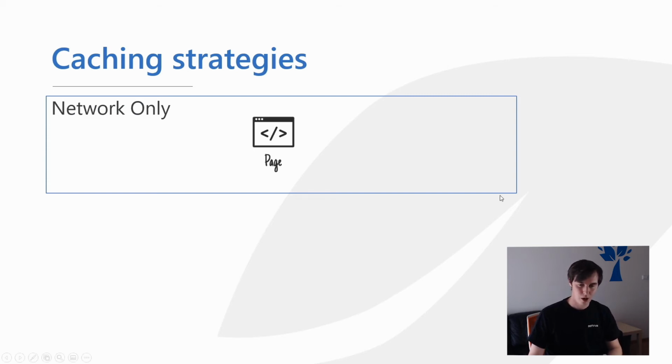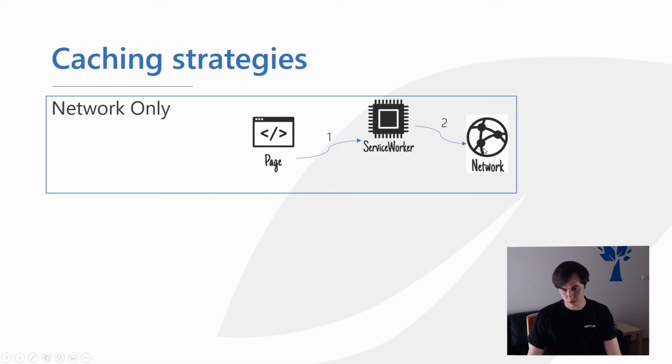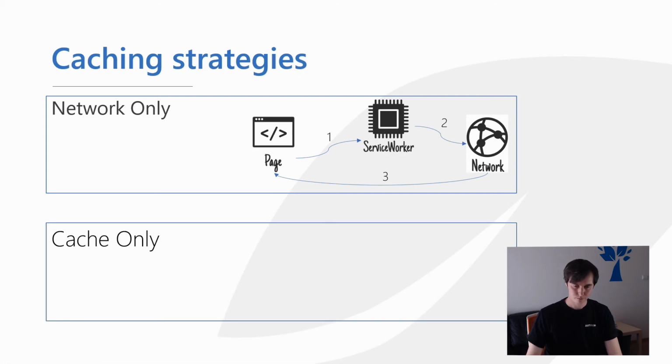So how it behaves is that the page launches a request to the service worker, which sends the request to your web server and sends the response back. So not much caching happening here, but this is the strategy that can be used. We'll even see it in the code. So this is one that's frequently used, but we'll take a look at other ones.